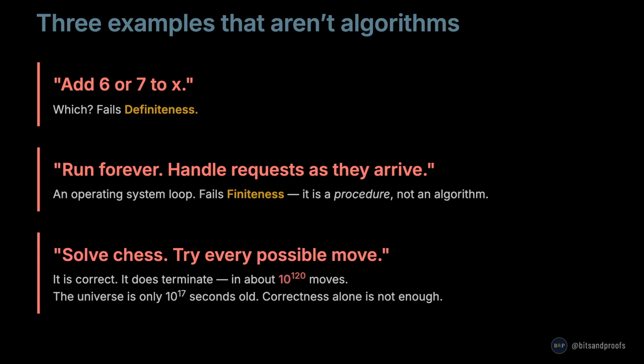"Solve chess. Try every possible move." This one is tricky. It is correct. It does terminate, but it takes roughly 10 to the power 120 moves. The universe is only 10 to the power 17 seconds old. Correctness alone is not enough. An algorithm must also finish in a reasonable amount of time.